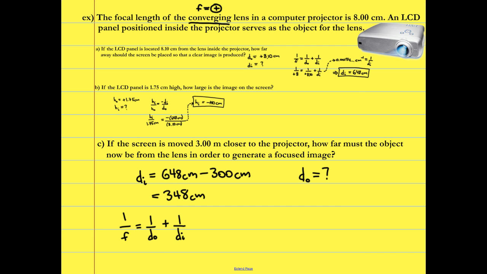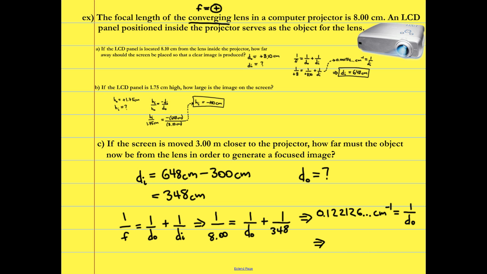So using the lens equation, we'll sub in what we know. 8 is the focal length, 348 is the image distance. Subtract 1 over 348 from both sides of this equation, giving us 0.122 roughly on the left, equals 1 over the object distance.